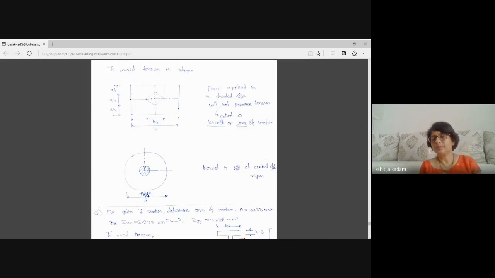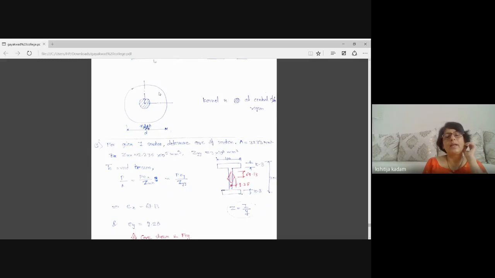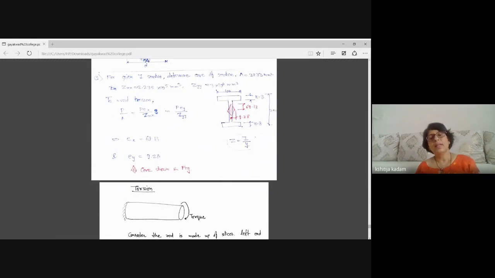Similarly, I can derive the core of the section for a circular cross section. There also you can find if the diameter of the section is D, if I apply compressive force in the central D by 4 area, the column will be in compression. For any other area also we can find out.